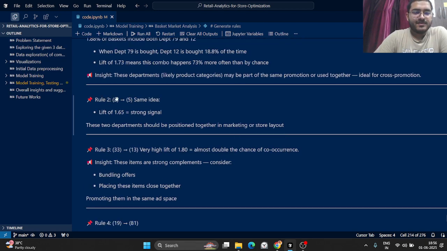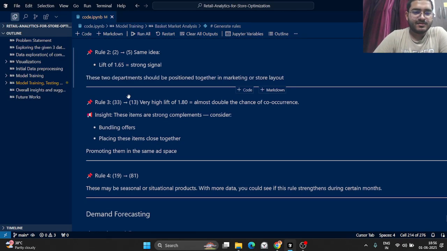Here we can see for department 2 to 5, same idea. Left of 2 is using strong singles. These two departments should be positioned together in marketing or store layout. Basically, there was no column for item, so we went for department.